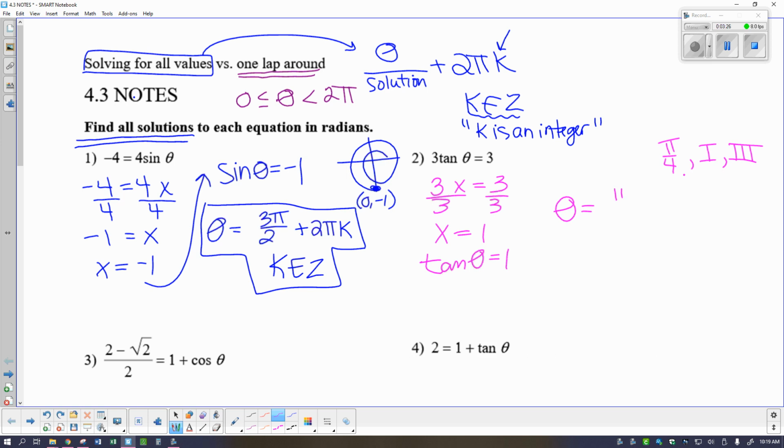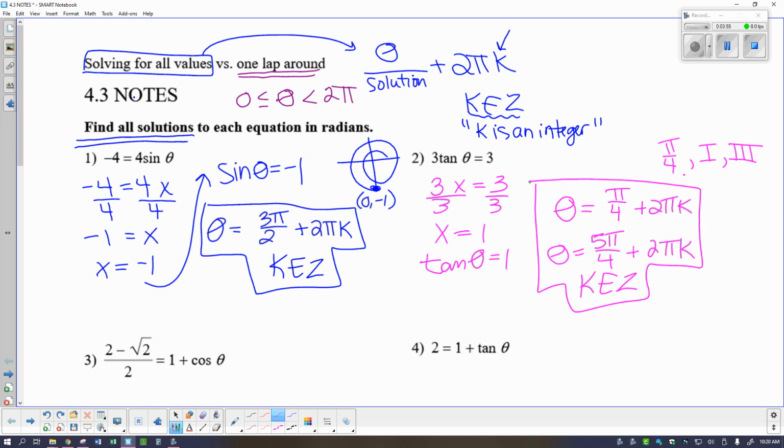First quadrant would be pi over 4, and I would add the 2 pi k. Oops, I forgot my pi. Then the third quadrant would be 5 pi over 4. Again, where k is an element of integers. So this is a great answer. This will get you full credit.